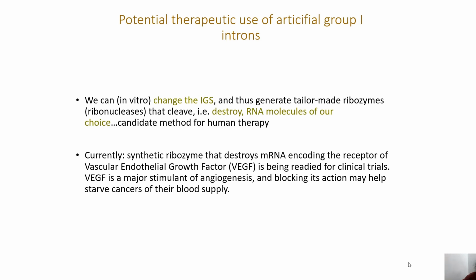Now we can change the IGS and thus generate tailor-made ribozymes that cleave or destroy RNA molecules of our choice. A candidate method for human therapy. Currently, a synthetic ribozyme that destroys mRNA encoding the receptor of vascular endothelial growth factor is being readied for clinical trials. VEGF is a major stimulant of angiogenesis, and blocking its action may help starve cancers of their blood supply.